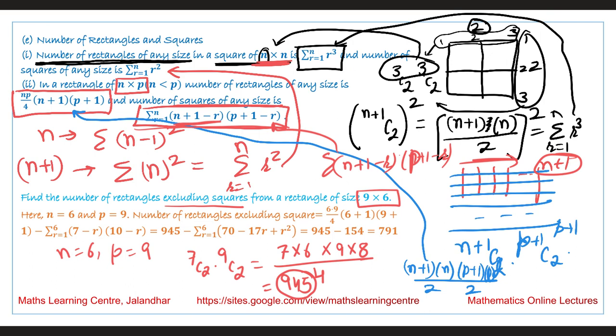Now in this question it is asked to exclude squares. The number of squares is given by this formula, which we have already seen. If you substitute the values over here, you will obtain the answer as 154. So the final answer we are getting is 945 minus 154, that is equal to 791. So these are the number of rectangles excluding the number of squares that we will have.